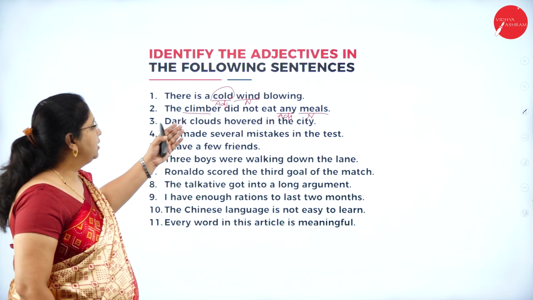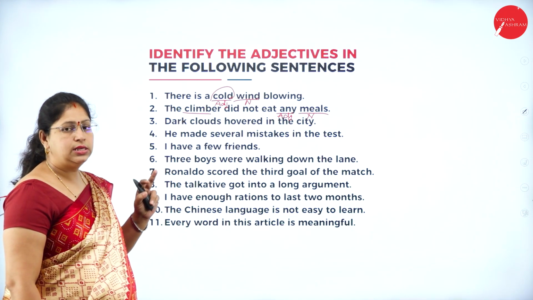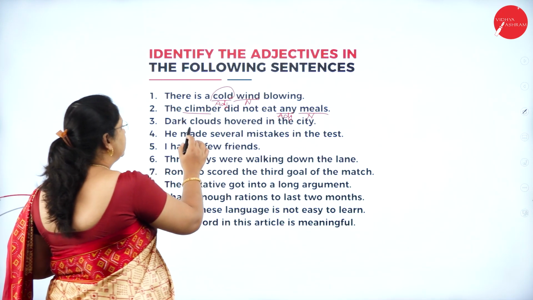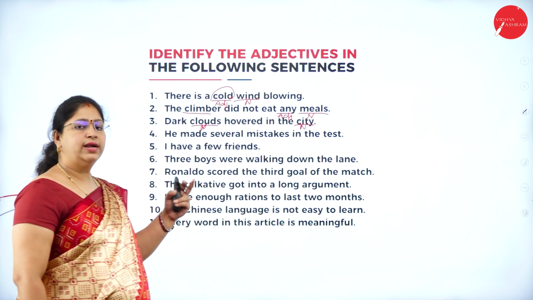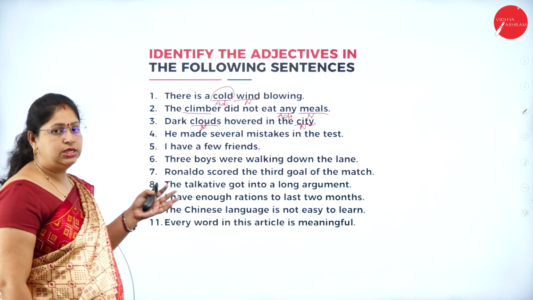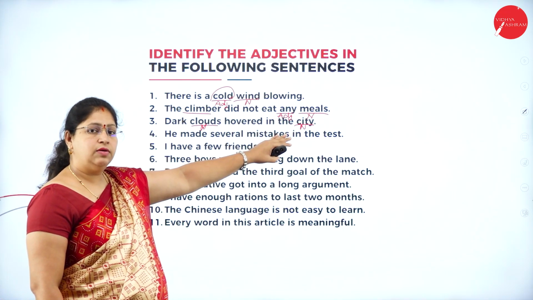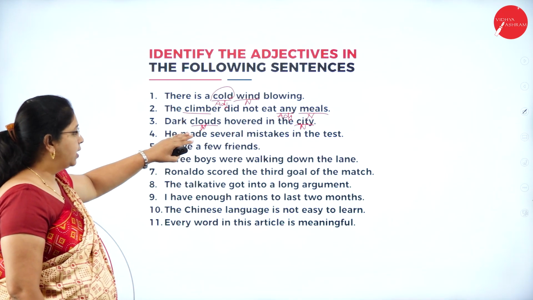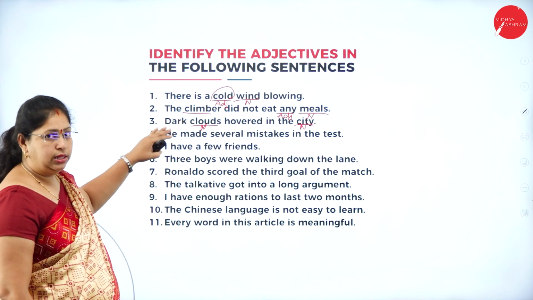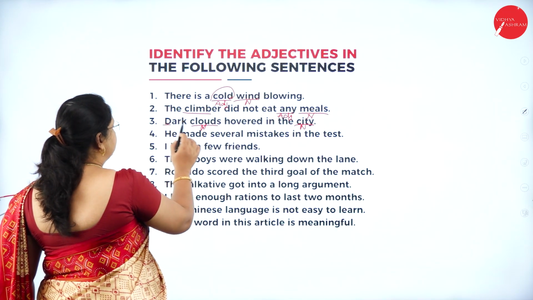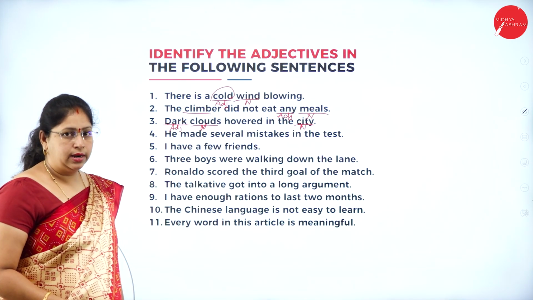Next sentence, dark clouds hovered in the city. Which is the noun here? In this sentence also we have two nouns. One is clouds and the other one is city. Okay, now let us find out, is there any adjective which is modifying the noun? Here for city there is no adjective to modify it, correct? So for clouds we have the adjective. There is a word which is modifying the noun here, correct? So which is that? That is dark. How are the clouds? The clouds are dark, correct?